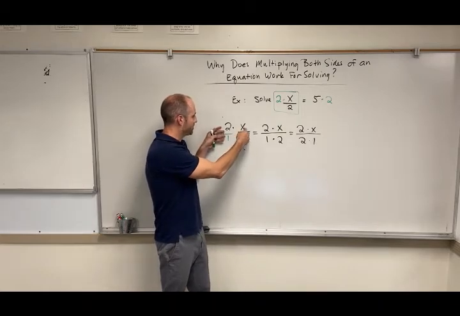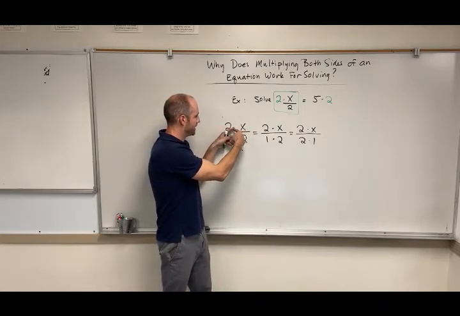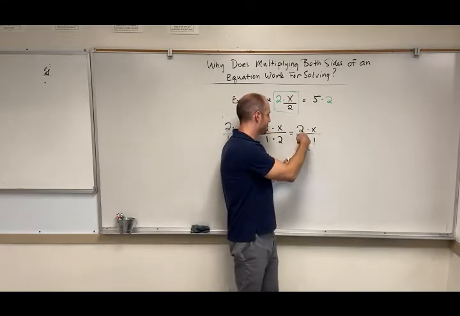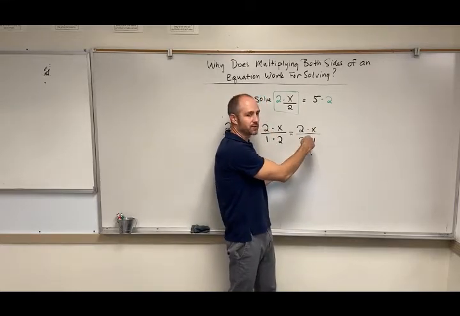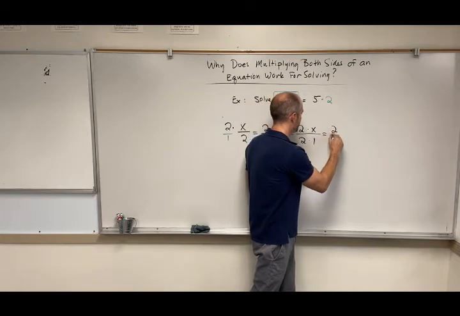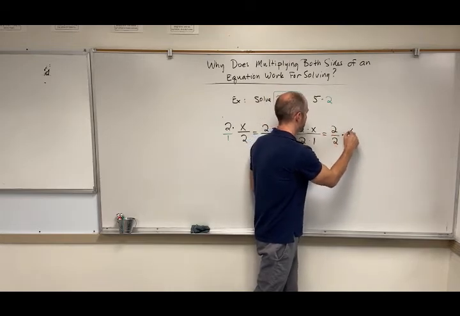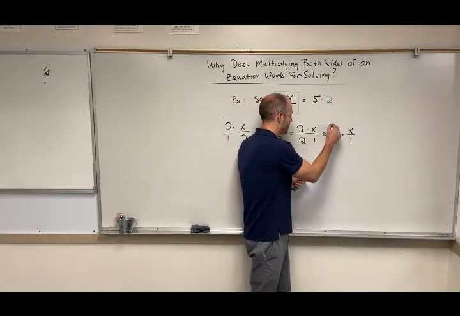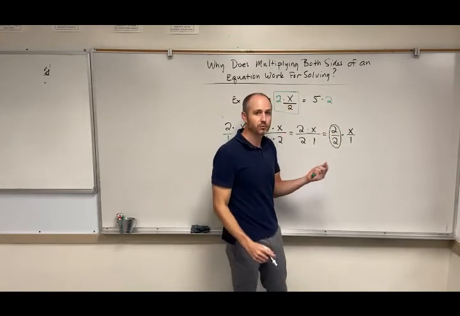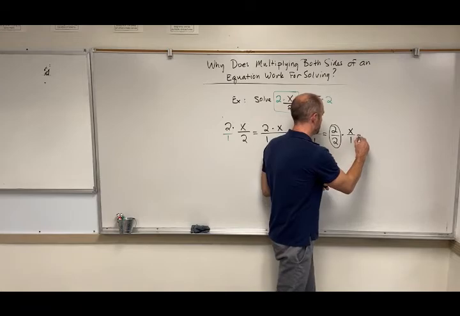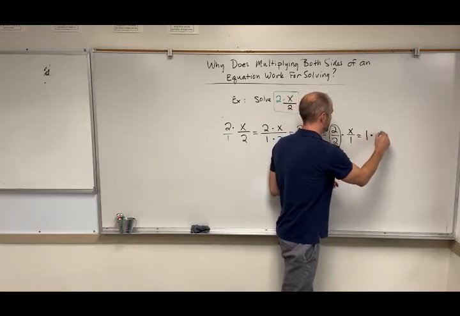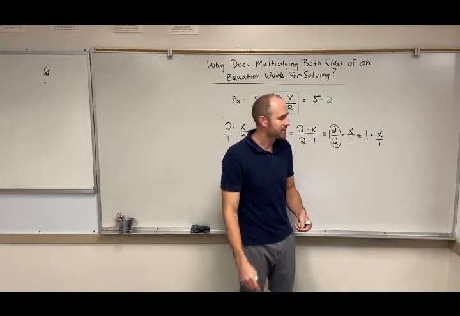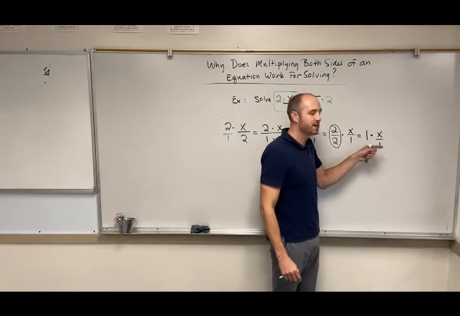Just like we were able to multiply these two fractions together to get this, we can also break them apart, right? This is the result of multiplying two fractions. This is the result of multiplying 2 over 2 times x over 1. Well, what's that? This 2 over 2, 2 divided by 2, is equal to 1. So that's a 1 right there. So this equals 1 times x over 1. And what's x over 1? It's x. Any number divided by 1 is itself.